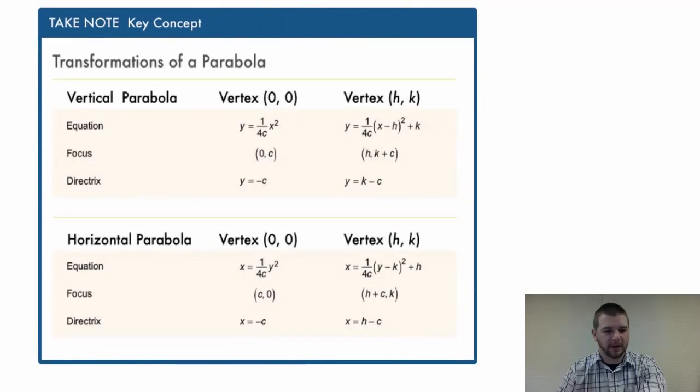Now I won't walk through the bottom section, the ideas for a horizontal parabola. They're very similar and all things you should consider and add to your notes.